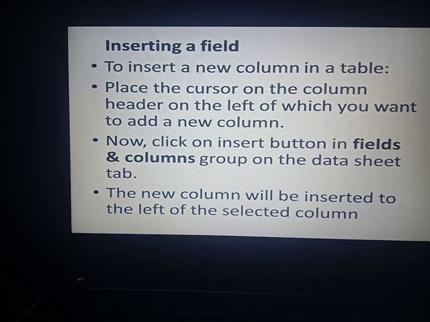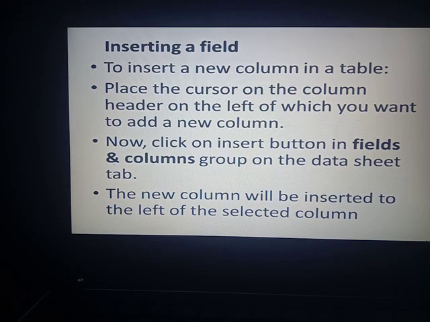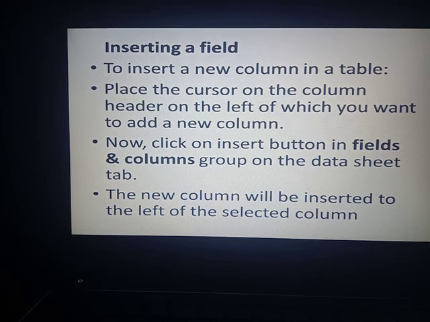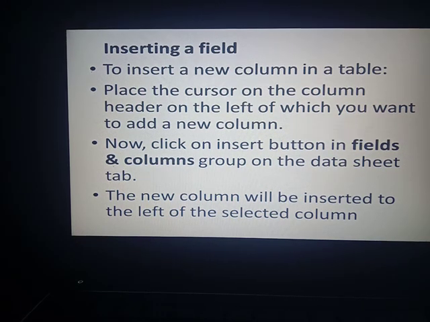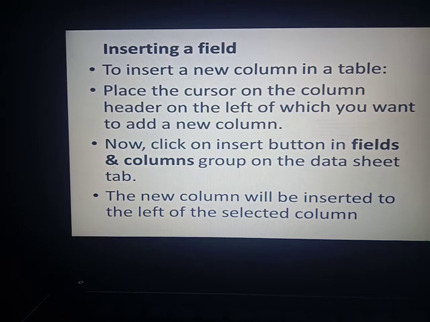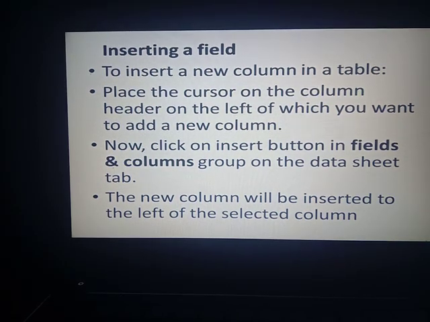Inserting a field. To insert a new column in a table, place the cursor on the column header to the left of which you want to add a new column. Now click on the Insert button in the Field and Column group on the Datasheet tab. The new column will be inserted to the left of the selected column. Whenever you want to insert a new column in Access, we call a column a field.